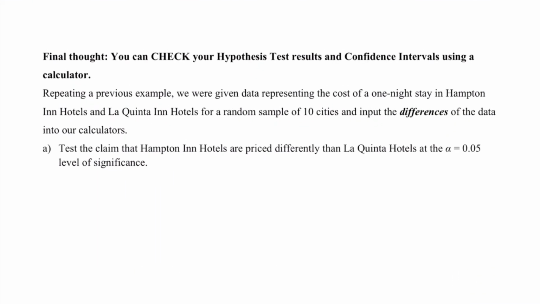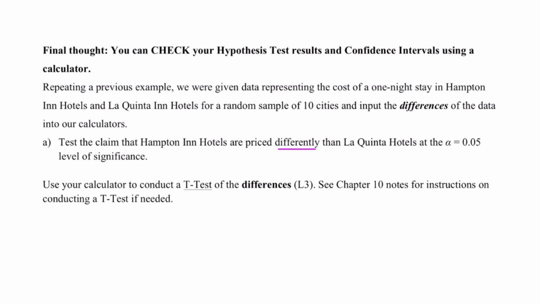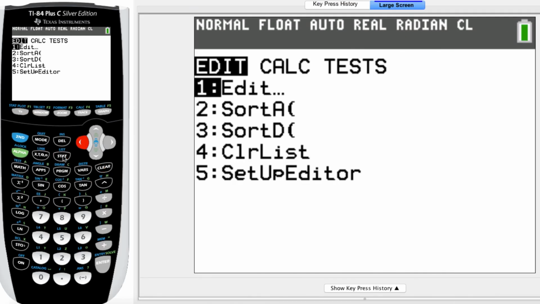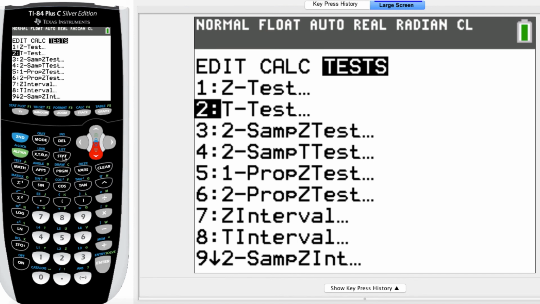So wrapping up this discussion, remember we can check our hypothesis test results and confidence intervals using our calculators. Referring back to the Hampton Inn and La Quinta Inn hotel data, let's go back to the hypothesis test where the claim was that they were priced differently. To conduct the test on our calculators, we're going to use the t-test function on the differences where we had those in L3. Take note that it's not a 2-sample test, instead it's just a t-test. Remember, we had L1 and L2 and we created a new list of just differences, and we've been working with the differences since then. Heading over to our calculators then, I'm going to hit stat, and then I'm going to go over to tests, and we see t-test as our second option.